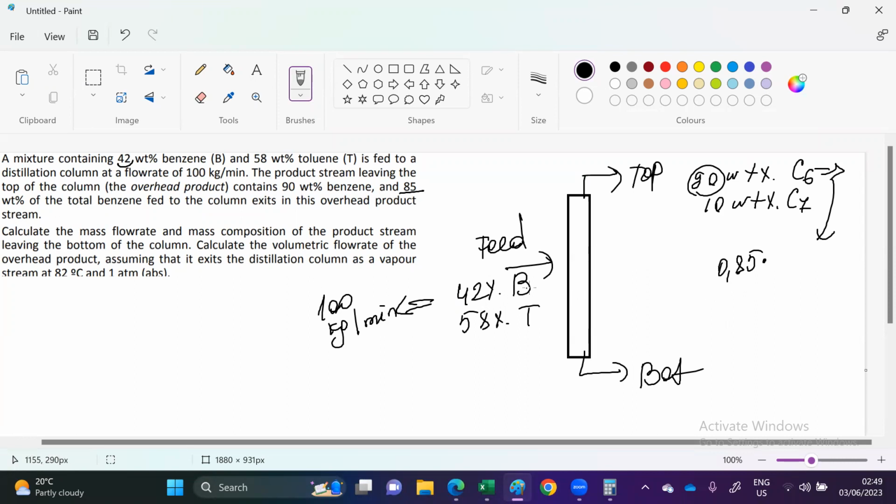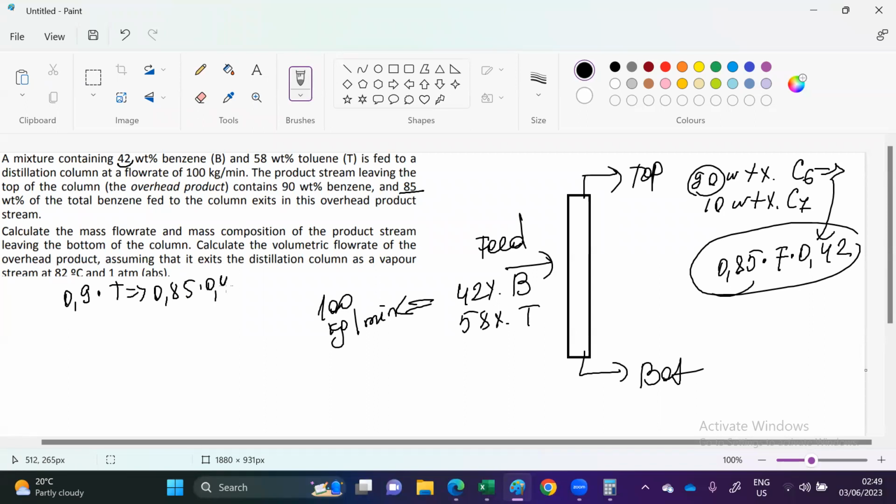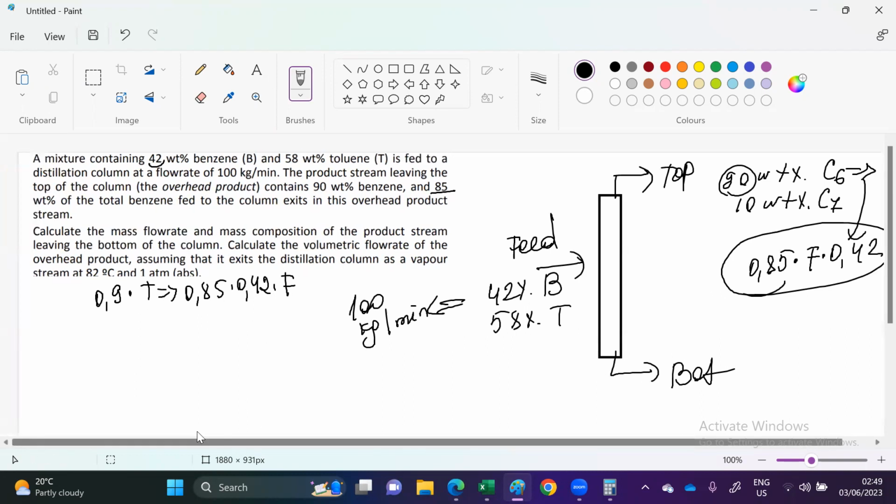The total benzene fed to the column is what? Feed multiplied by 0.42, right? And it's 85%. This is equal to 90% of the top as benzene. So our mass balance will be like this: 0.9 multiplied by T is equal to 0.85 times 0.42 multiplied by feed. Then calculate the mass flow rates, mass compositions, and all of this.